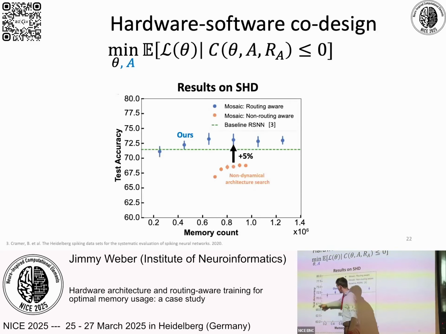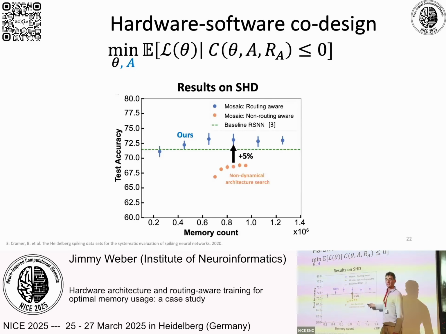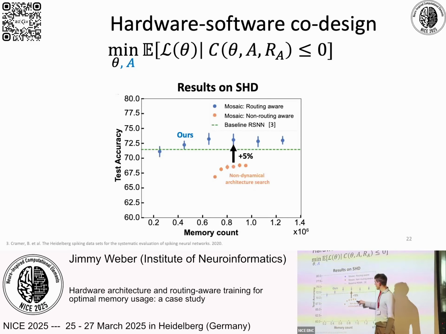Regarding the test accuracy and the number of memory counts, so the resources that we are having on our chip, you see that having more resources increases accuracy. Here, those dots are the baseline. The baseline meaning if we were not to do a dynamical search of our architecture and just impose a fixed weight matrix and just train on this one for the whole time. So you can see that we gain 5%.